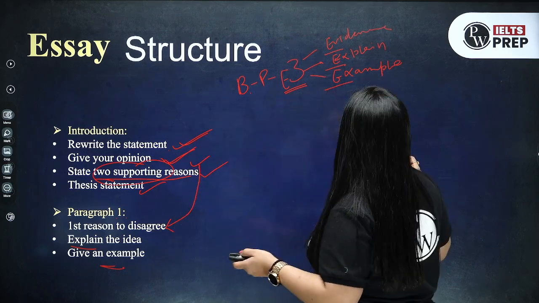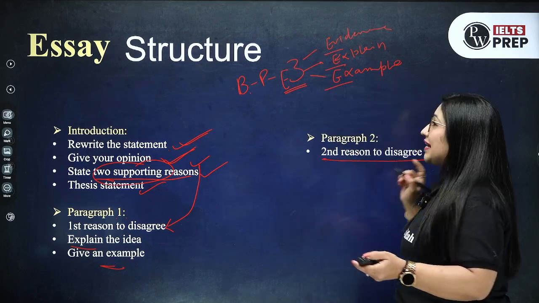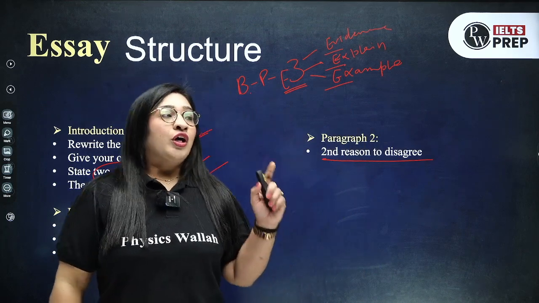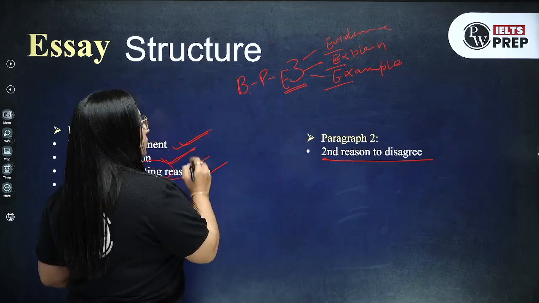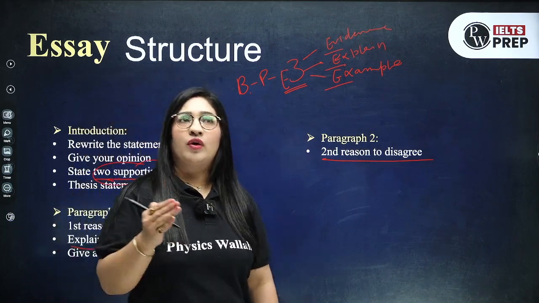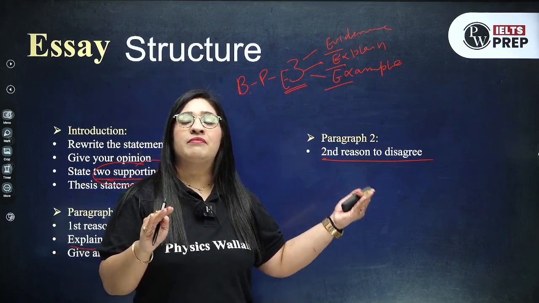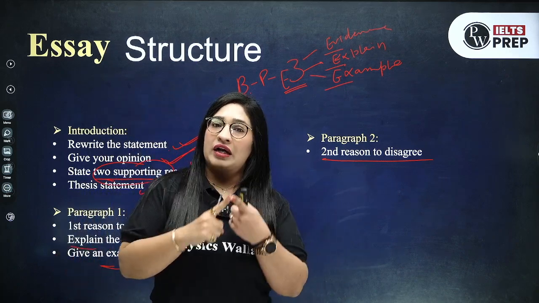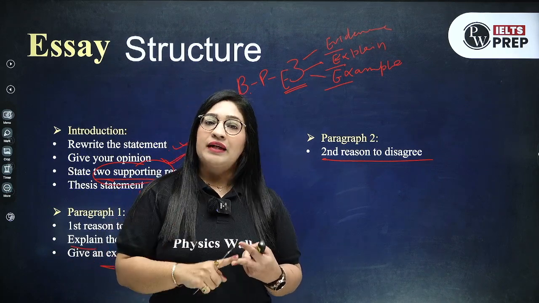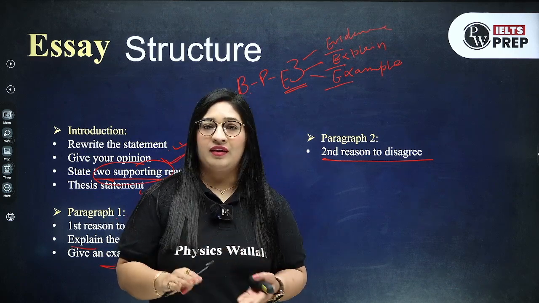Now talking about the second body paragraph, it will have my second reason for disagreement. Again, I'm repeating this here, guys. Always remember, you are not supposed to write both reasons in the first paragraph. No. You think, okay, I'll write both disagreements in the first paragraph and then in the second paragraph I'll give some example. No. Make sure you start a point in the very first paragraph and finish it there only. The second body paragraph will talk about the second reason and you're going to finish that point then and there only.